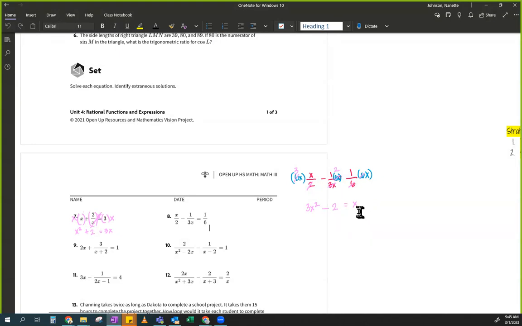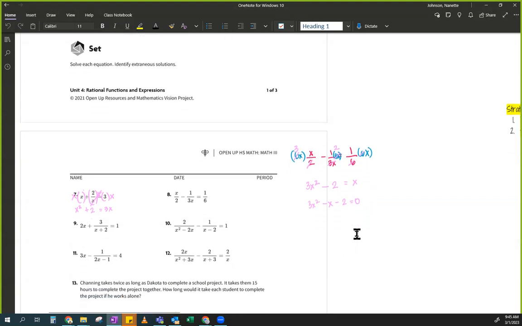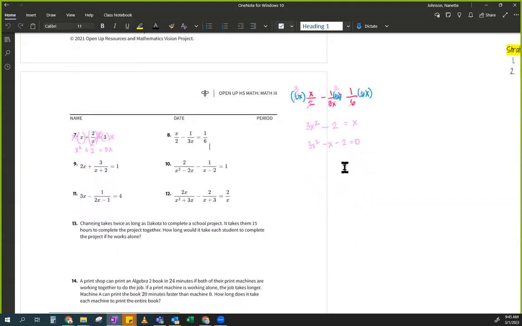Okay, the next thing I'm going to do is, whenever I have a quadratic, I want this side to equal 0. So I'm going to subtract x on both sides. So I get 3x squared minus x minus 2 equals 0. Remember that x and x squared are not like terms, so I can't combine them. Now you have a couple of options on how to solve this. You can factor it, complete the square, use the quadratic formula, or graph it. There's a bunch of different ways you could do this.